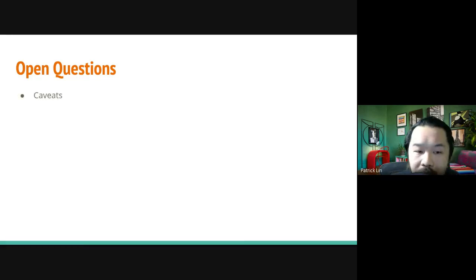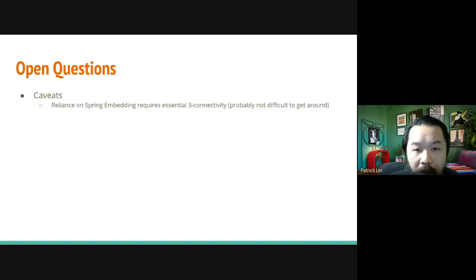The first one is that if you think hard about the fact that this requires the spring embedding, at least on the plane, the usual thing is this requires 3-connectivity of the graph in order to compute a proper spring embedding. And at least on the torus, we believe that we can get around this, we can get down to essential 2-connectivity and lower the connectivity requirements. It's not too difficult, we think.